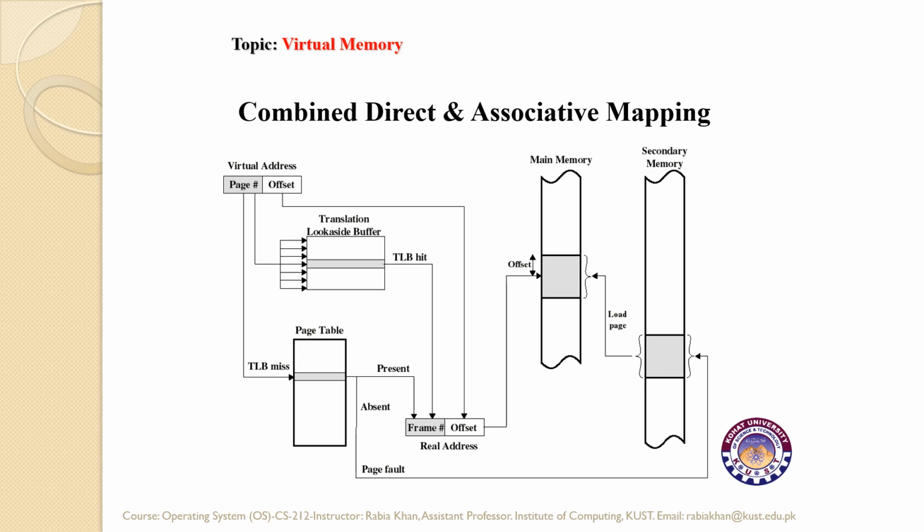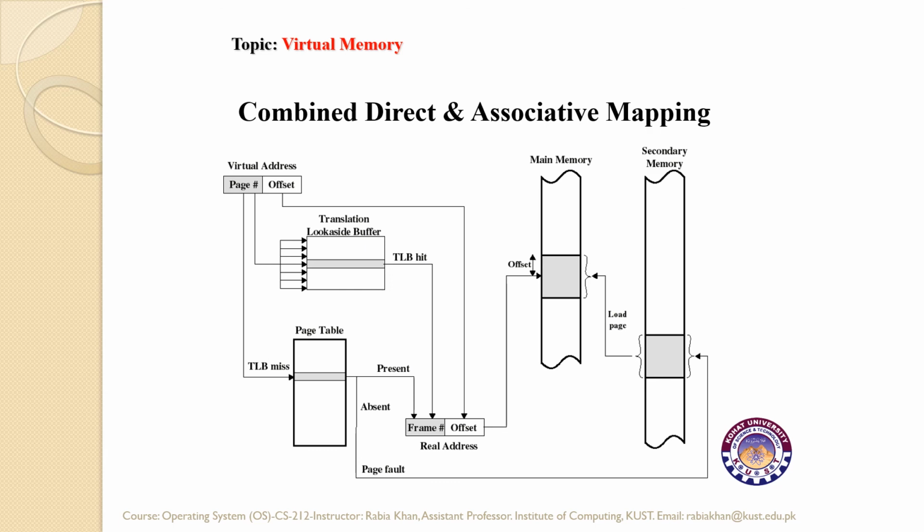Here is the diagram showing TLB hit and TLB miss in the shape of combined direct and associative mapping. First, page number is searched in translation look-aside buffer. If a TLB hit happens, the frame number is fetched. From there, offset is connected to it to get the physical address. But if a TLB miss happens, the page table is then accessed to get the frame number. And then offset is linked with it to access the actual physical address in main memory.